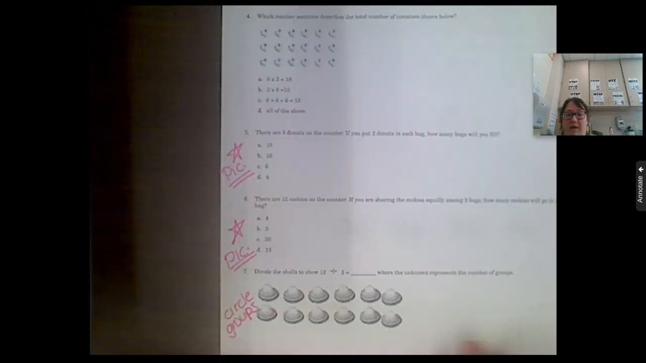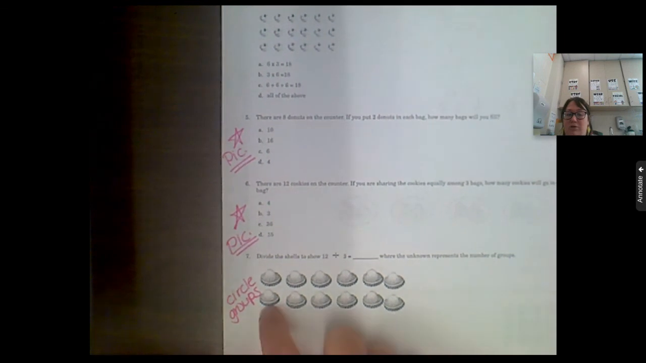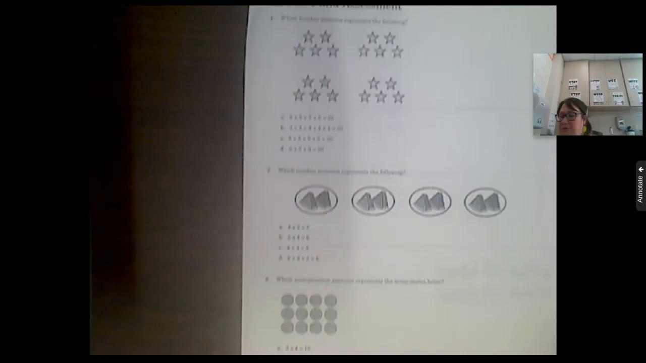So any place where we put a star and we wrote PIC, those are places that I want you to be sure to draw a picture. Circle groups for that one. If you need to pause or anything to go back and find those reminders, you can.